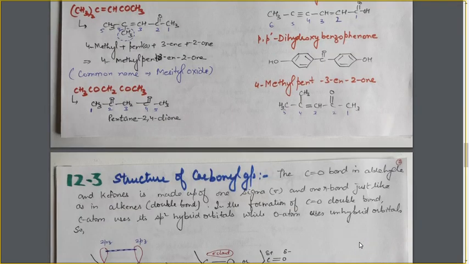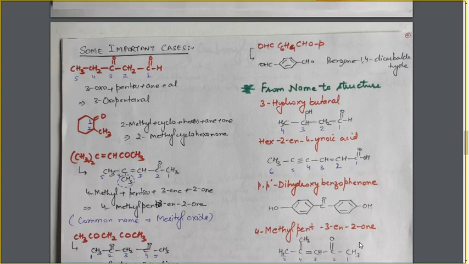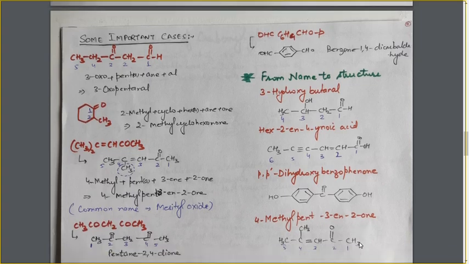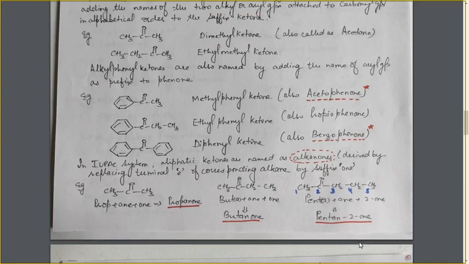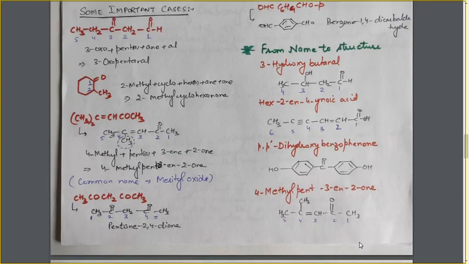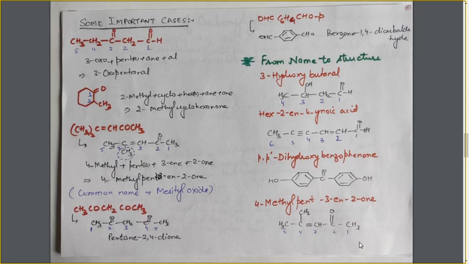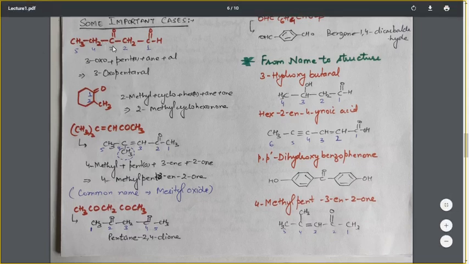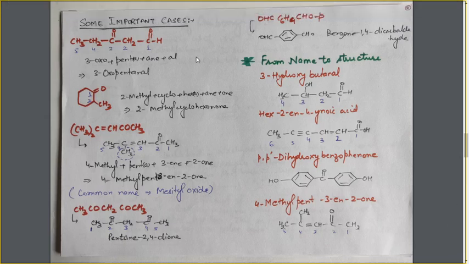Let's move to the next topic. Here we have discussed some structures of compounds. Now first, in this compound we have to write the IUPAC name for all of these compounds, and while writing the IUPAC name, the first step is the selection of the main chain.